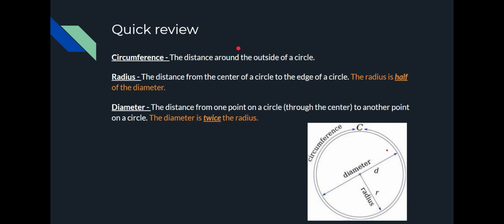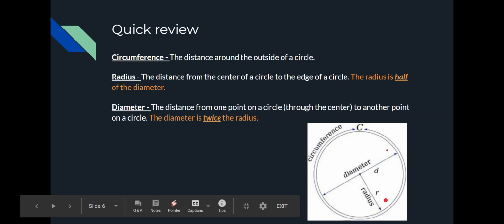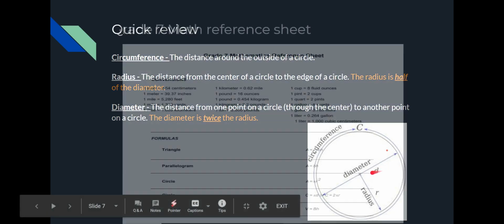All right, just a quick review. I know Miss Kate went over this with you guys earlier this week. We will go over it again, all right? Circumference. Circumference is the distance around the circle. Take a look at this diagram right here where you see C, and it shows you that circumference is in fact the distance around the outside of a circle.